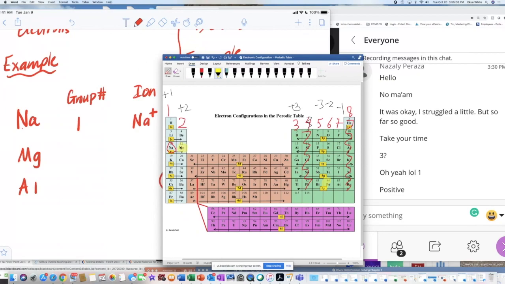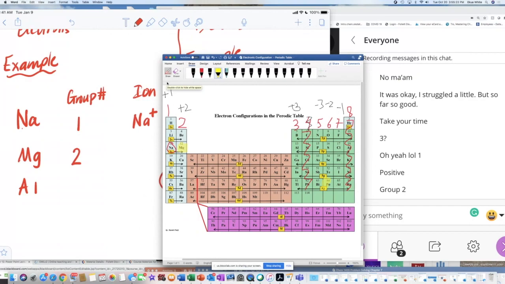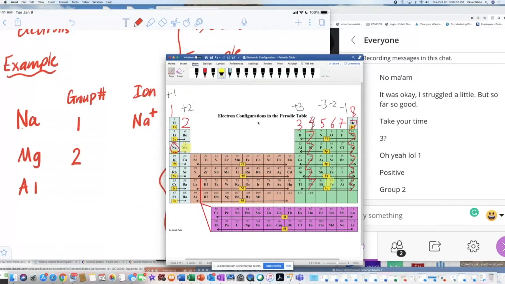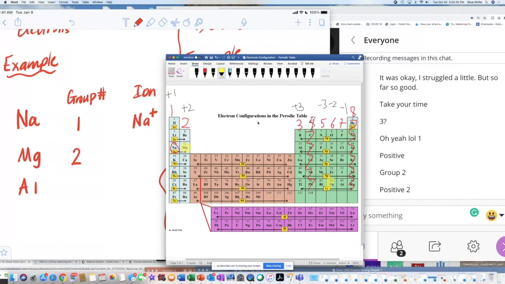Next one, magnesium, its neighbor right here next to it. What can we say about magnesium? What's the group number for magnesium? Once again, you're reading vertically for the group number. So 2, right? Very good. What's the charge on magnesium? Or the name of the ion symbol? Very good. So Mg +2.